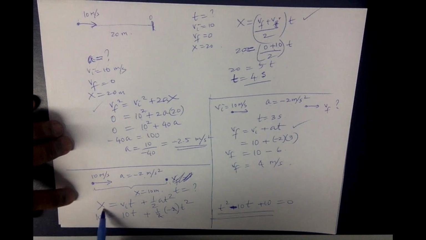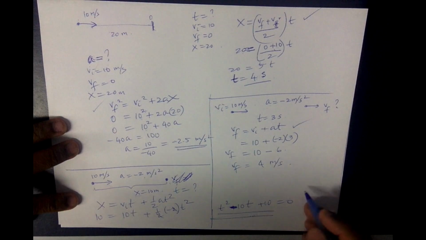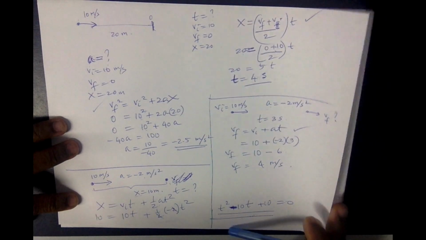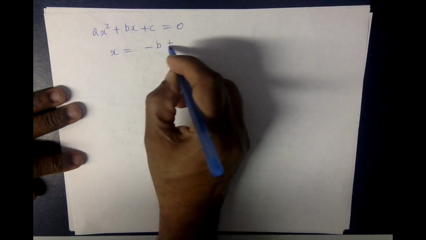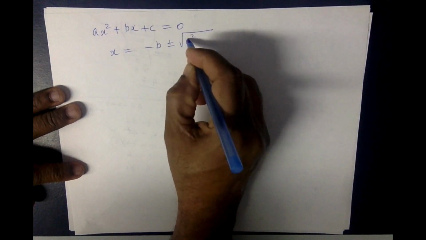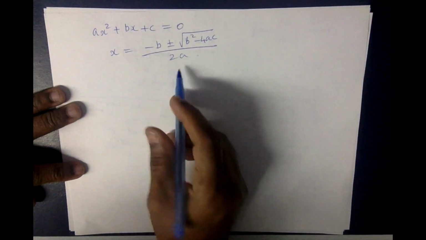I'm just showing an example of how this can be used. If you want to solve the quadratic equation, you can either use a solver or you can use the quadratic formula. For a quadratic equation ax squared plus bx plus c equal to 0, x can be solved by minus b plus or minus root of b squared minus 4ac, over 2a. That's your equation.